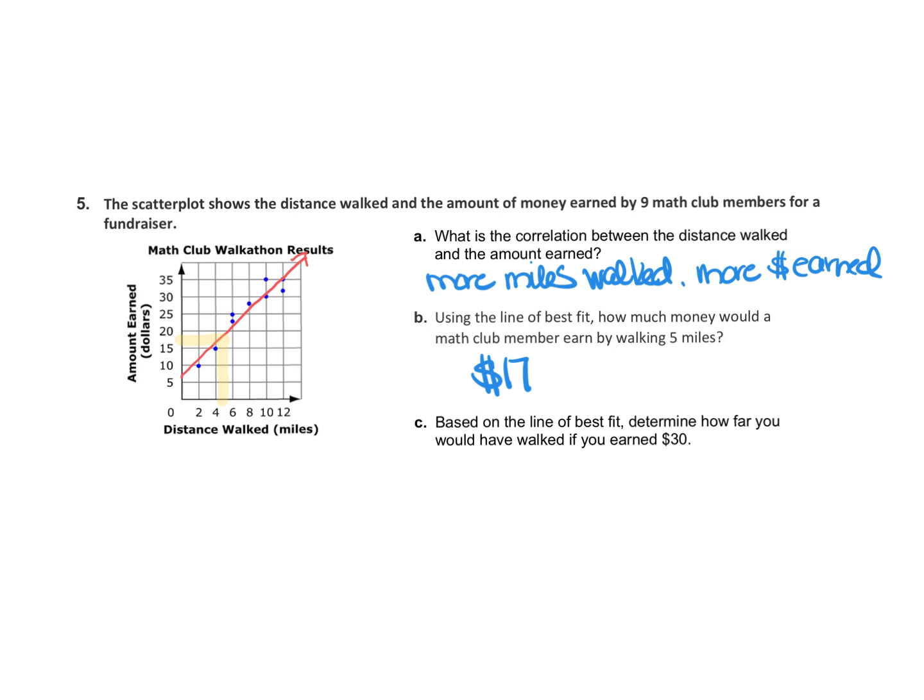And then letter C says, based on the line of best fit, determine how far you would have walked to earn $30. So again, we're just going to find our $30 and then where it lines up, and it appears that we would have walked 10 miles.